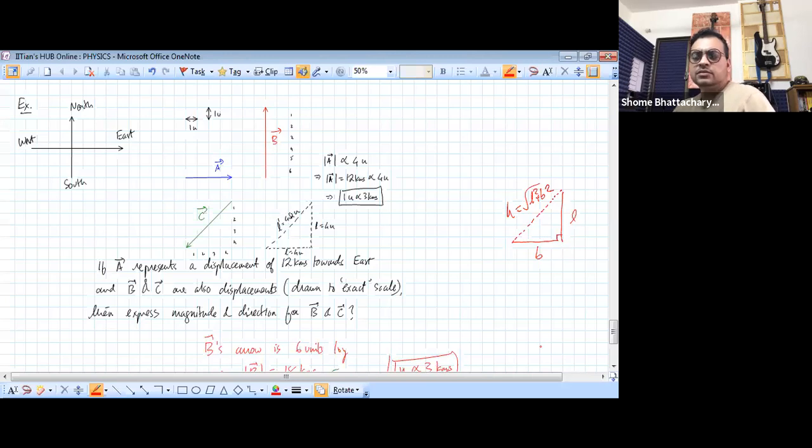No, we are not assuming anything. This is an exact thing. The question is telling us that it is drawn to scale. A represents 12 kilometers, and B and C are also displacements drawn to exact scale. So first I have to understand from the diagram what the scale is. How many units have I used to represent 12 kilometers? 1, 2, 3, 4. So 4 units represent 12 kilometers. That means 1 unit is proportional to 3 kilometers. Now the diagram is clearly showing that this arrow is 6 units long. So there's no assumption here. It's an exact thing, because the question is instructing us that the diagram has been made exactly to scale.